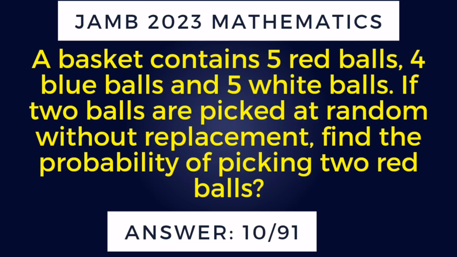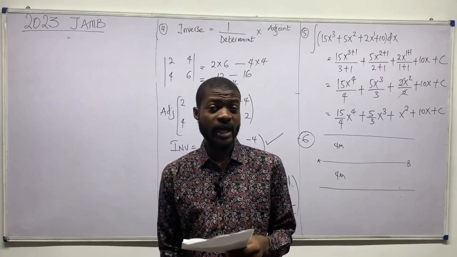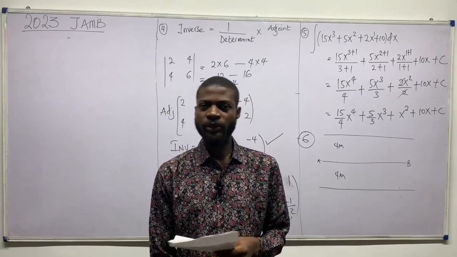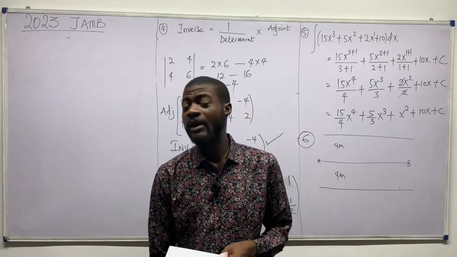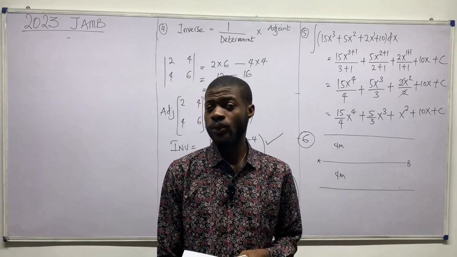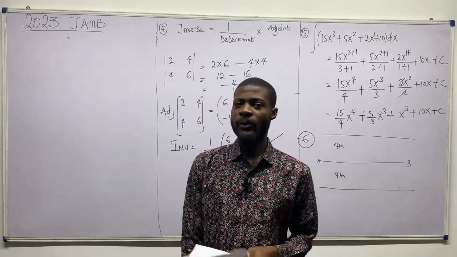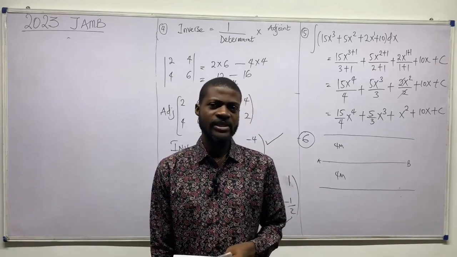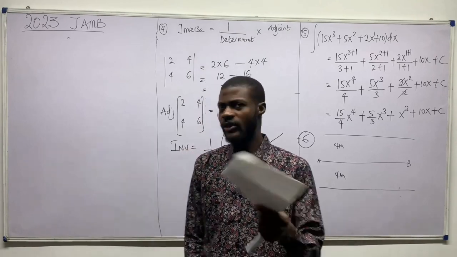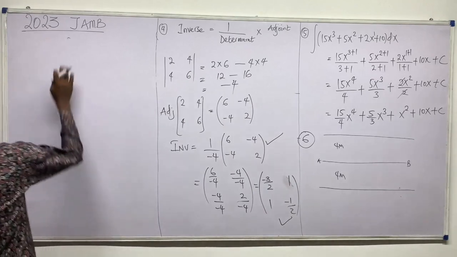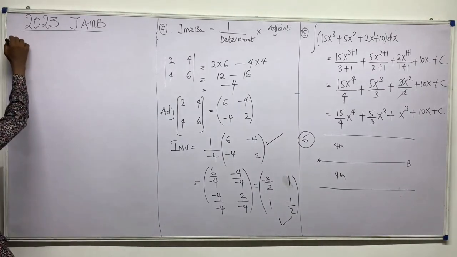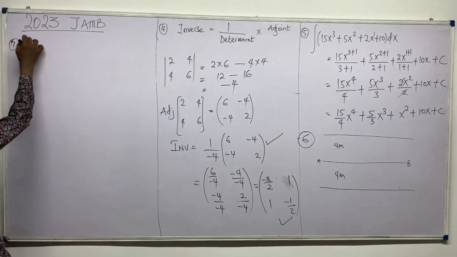So we pick 2 balls without replacement. It means we pick the first one and do not replace it, then we pick another one and do not replace it. So the question is, what is the probability of picking 2 red balls? First of all, if you don't replace something, it means there's going to be a reduction. That's okay. So let us start solving the question. The first thing we're going to do is sum up the number of balls. Where is question 7?